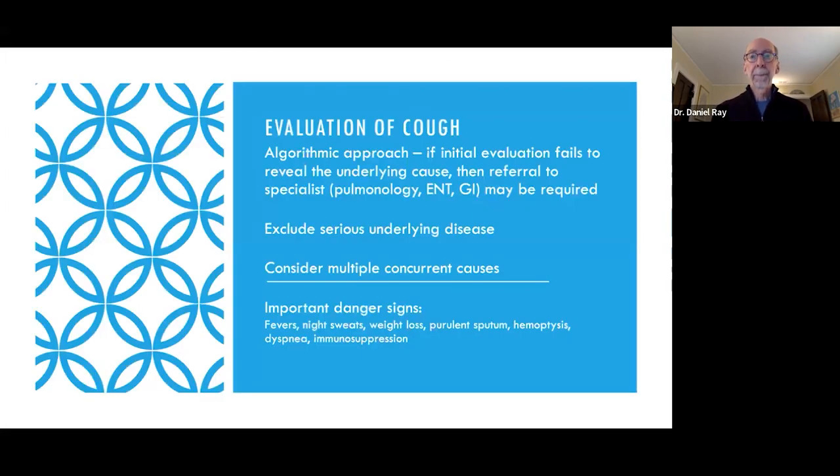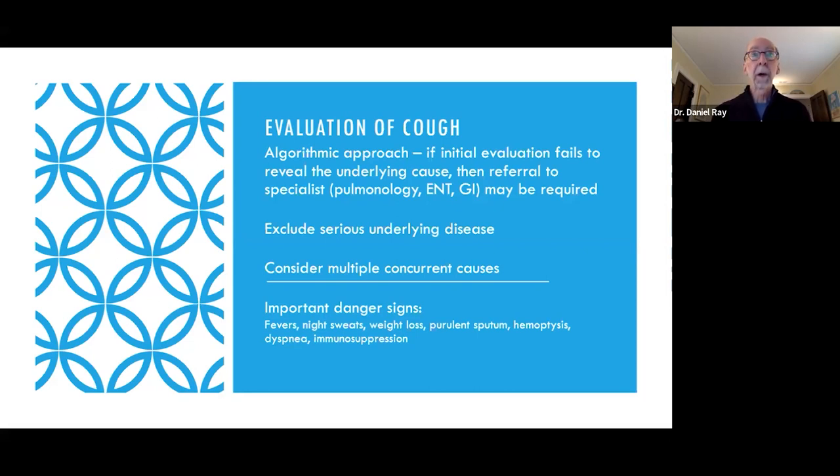All right, so how do we evaluate it? We're going to do this algorithmic approach. Knowing the things that are most likely, we're going to try to treat it, see if it goes away. If it does, then we're heroes. If it doesn't, then we're not heroes, and we have to refer on. If we do our initial evaluation, it is totally okay to send them on for further evaluation.